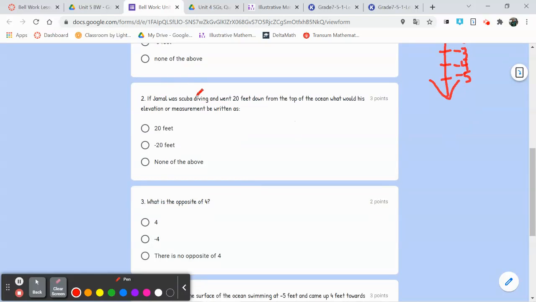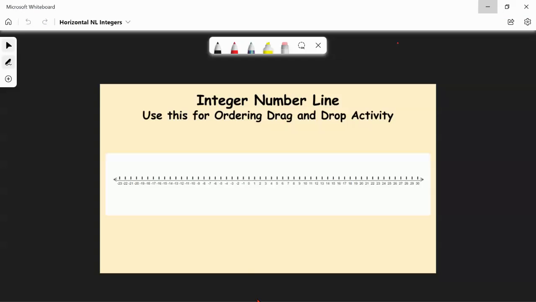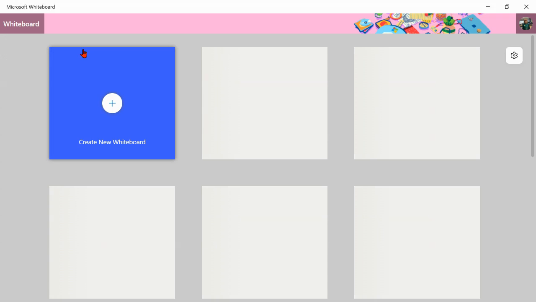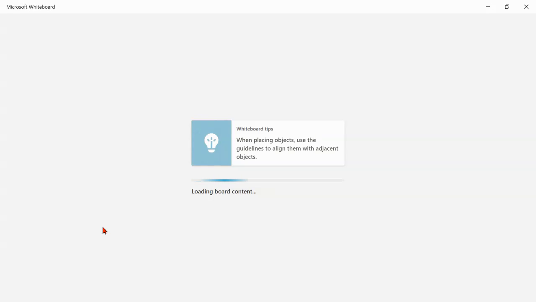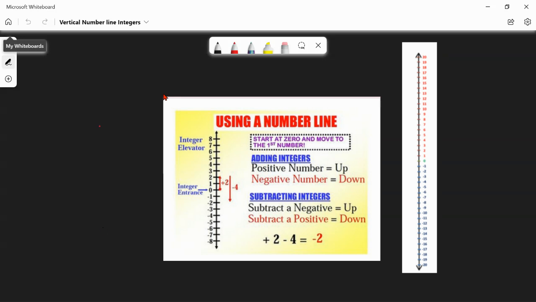If Jamal was scuba diving and went 20 feet down from the top of the ocean, what would his elevation or measurement be written as? 20 feet, -20 feet, or none of the above? Remember when we had the horizontal, this is horizontal, but the vertical number line. I'm going to pull that up real quick so you can look at it. Here's sea level at 0.